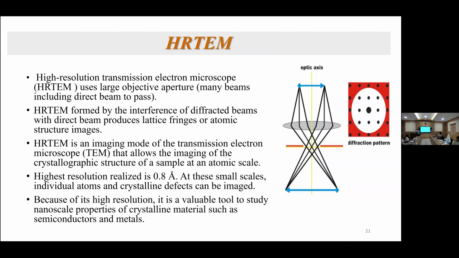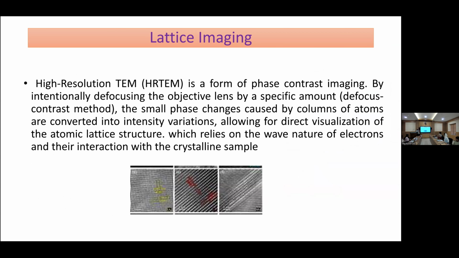So this is the high resolution imaging mode. In this mode, we will get this kind of lattice fringes images. Okay, we can directly see the arrangement. So what is crystalline material and amorphous material? In crystalline material, we have an orderly arrangement of atoms, but in amorphous, we know. So in this, we can see all these are crystalline materials, and here we can directly see the atomic arrangement. Okay, this is what we are getting in HRTEM.